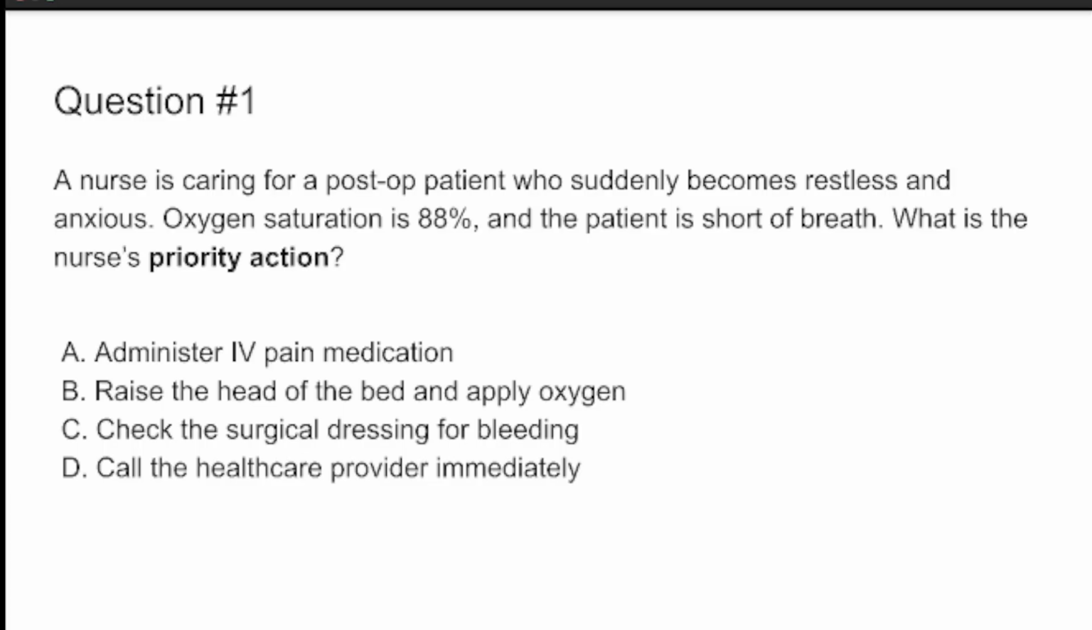The correct answer here is going to be B. The priority is always going to be airway and oxygenation. And look at that question. It says the O2 is 88%, which is pretty low. We don't want it that low. Raising the head of the bed and giving oxygen addresses impaired gas exchange, which is what this patient is going through. And pain meds or calling the provider don't fix the problem of hypoxia. Bleeding might be a concern. So C could have been a possibility, but it's not the priority. The ABCs come first.